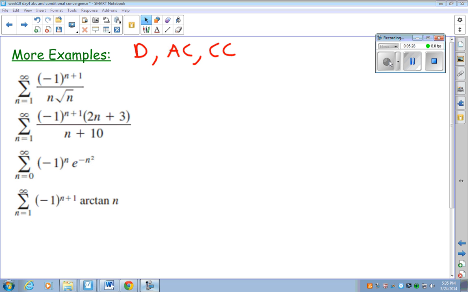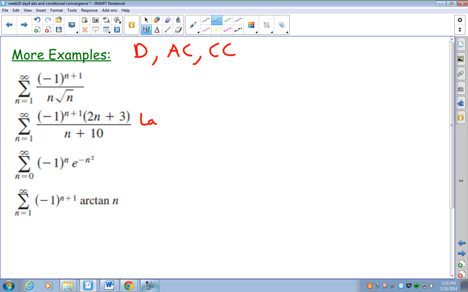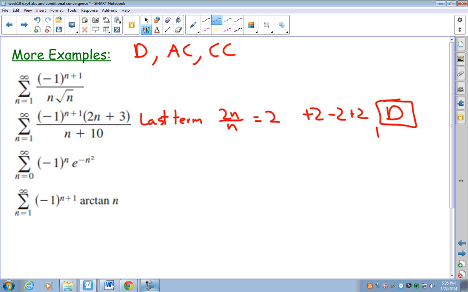Okay, I'm going to do a little bit of this out of order. I'm going to get through my favorite type first. Right here, the last term would be, you're looking at 2n over n, basically, which is 2. So you're looking at plus 2, minus 2, plus 2s, all of that stuff. All you can say from that is the last term is not 0, so this diverges by the divergence test. I'm going to look at one more that I like.